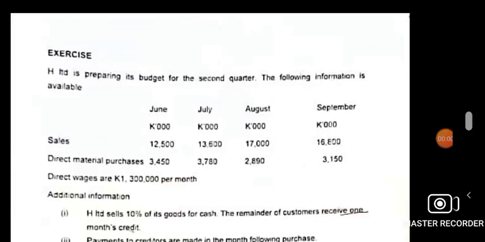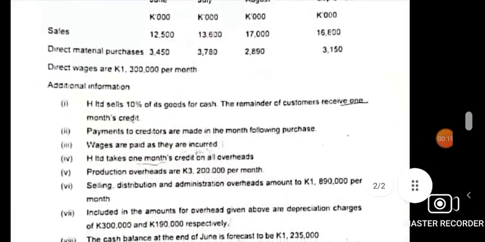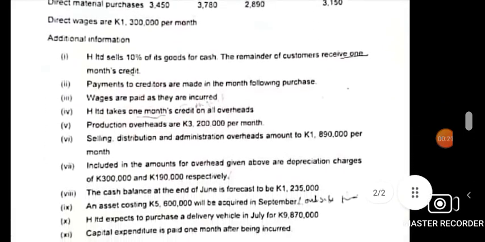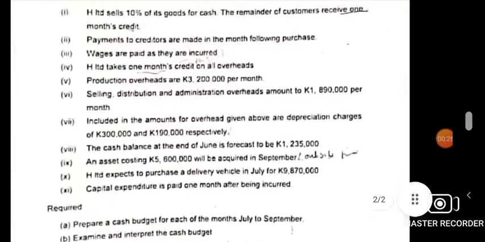In this tutorial video, we are answering a question on cash budgets, and let's see how best we can apply that knowledge on this question. So you have the following information about the second quarter, and then there's the following information that is available from June to September. We have those details and some additional information which we will use as we prepare this budget. Let's just look at the bottom there.